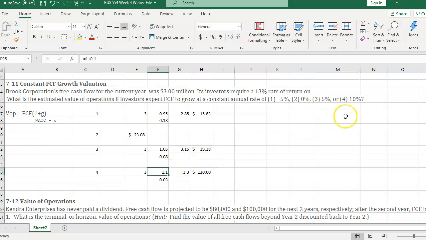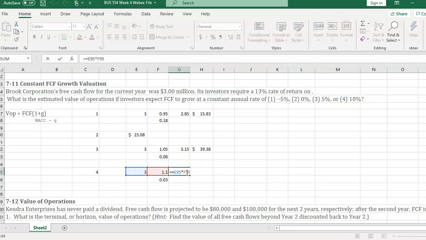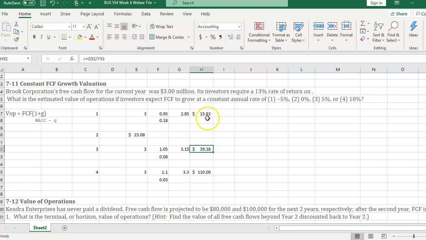And the last one is based on a growth of 10%. So the 3 times 1 plus 0.1, 3.3. By multiplying and dividing, I get a value of 110. So it just shows you how significant growth rates are, especially going from 5 to 10, how that increases the value of the company.